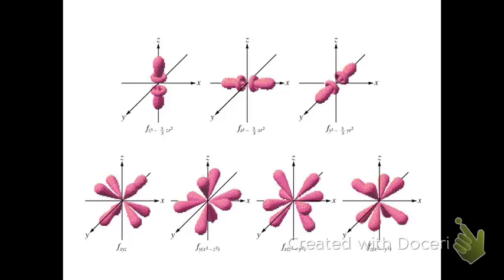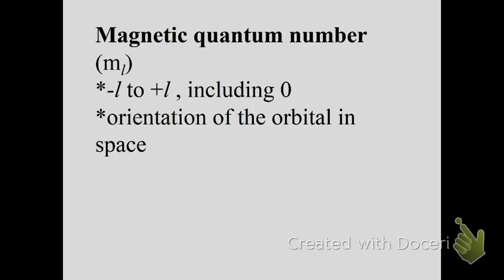When I say orientations, if you haven't noticed, these are 3D shapes, so there's an XYZ axis that we're talking about, these orientations around the nucleus. And each one of those orientations can hold 2 possible electrons. The magnetic quantum number, which is M sub L, is telling us which one of those orientations the electron is in. So which one of those pictures is it in? And the value is negative L to positive L, including 0.